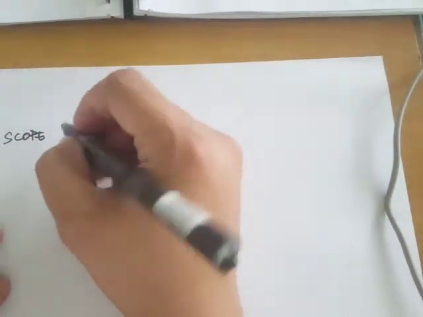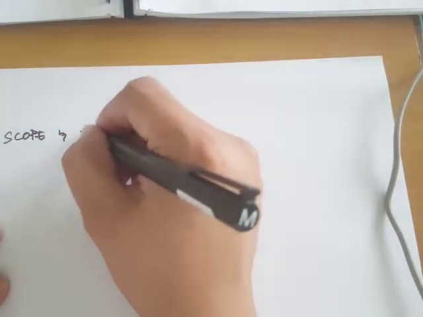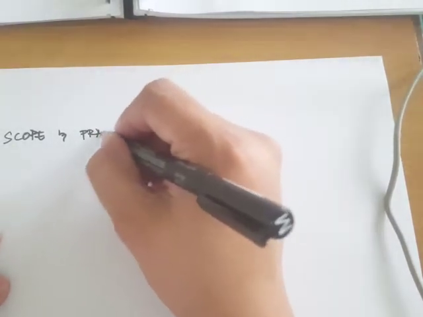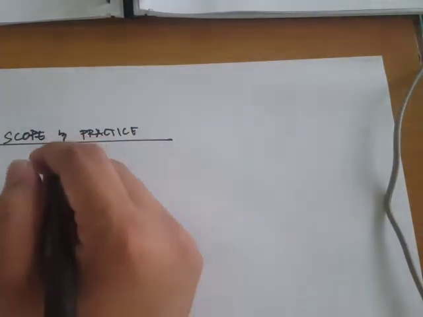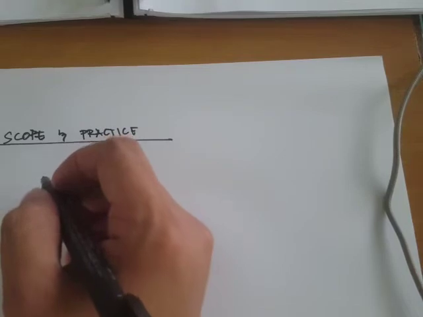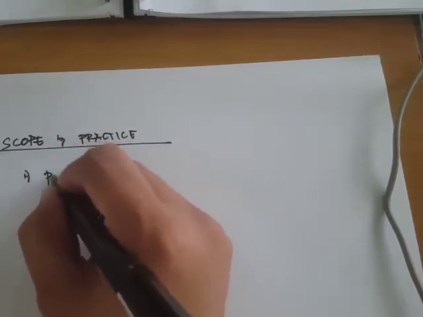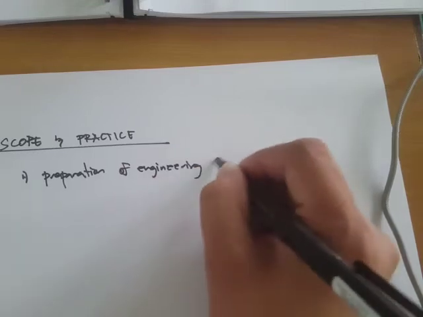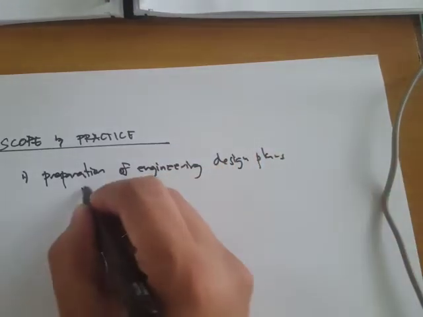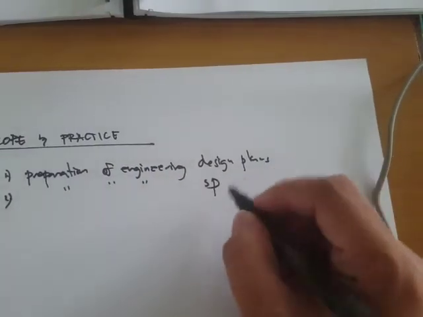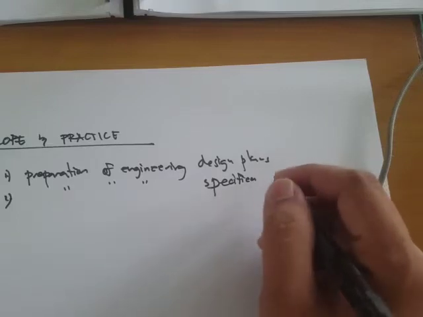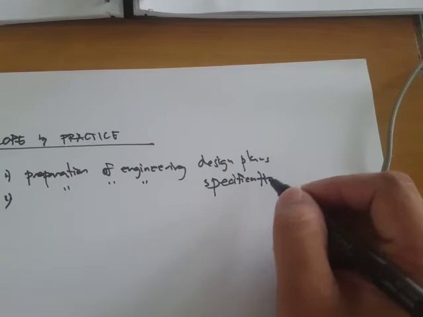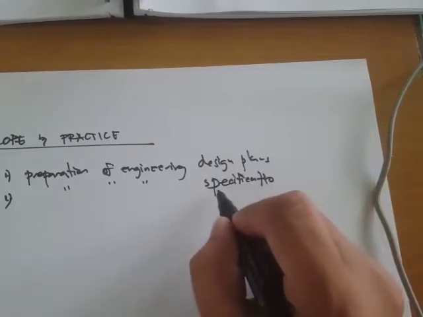So we have a scope of practice. As agricultural and systems engineers, we have scope of practice as specified in the Republic Act 10915. The scope of practice related to agricultural buildings and structures includes the following. For example, preparation of engineering design plans. Number 2, specifications. Specification is another set of documents that basically expresses anything that can't be expressed in terms of drawings.